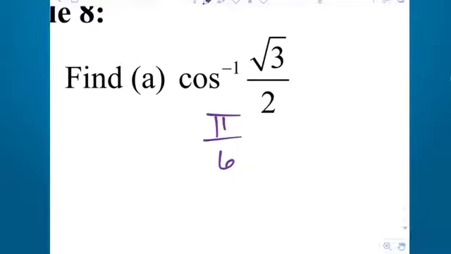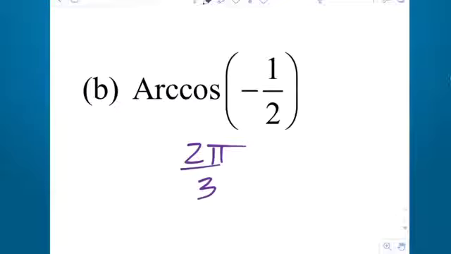Good. Letter B. Arc cosine of negative 1/2. Two pi thirds or negative pi thirds? 2 pi thirds. Yeah. Very good. It's arc cosine. Cosine is negative, first of all, right? In the same quadrants it always has been. Quadrant 2 or quadrant 3.